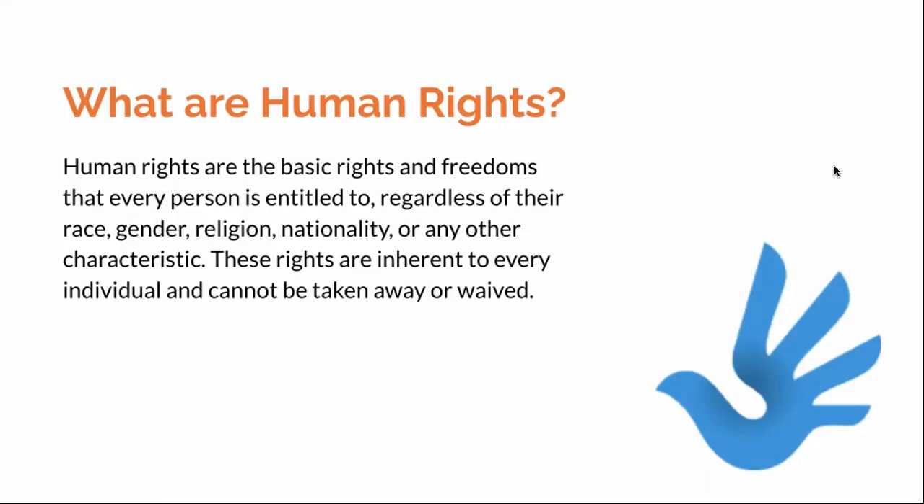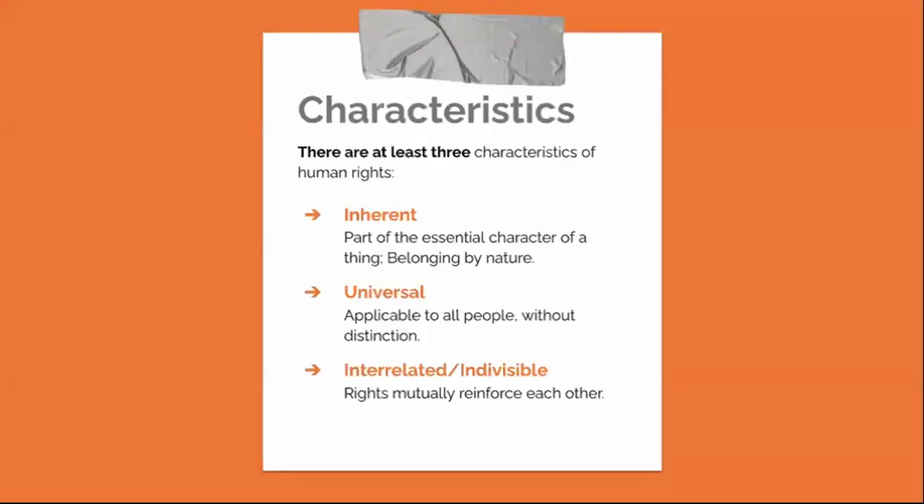So even if you don't do anything about it, even if you don't exercise those rights, you still have them. That's the whole point. And there are at least three characteristics of human rights. One is that they're inherent, they're part of the essential character of a thing, belonging by nature. Another is its universality. And lastly, it's that they're interrelated and indivisible.